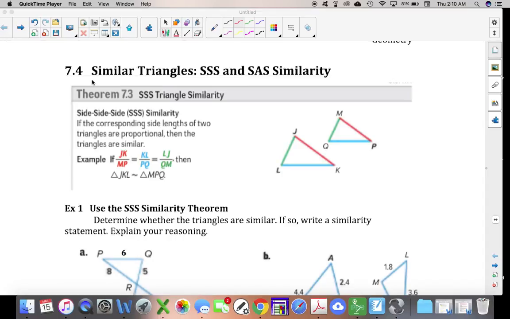Geometry class. This is section 7.4 for similar triangles.